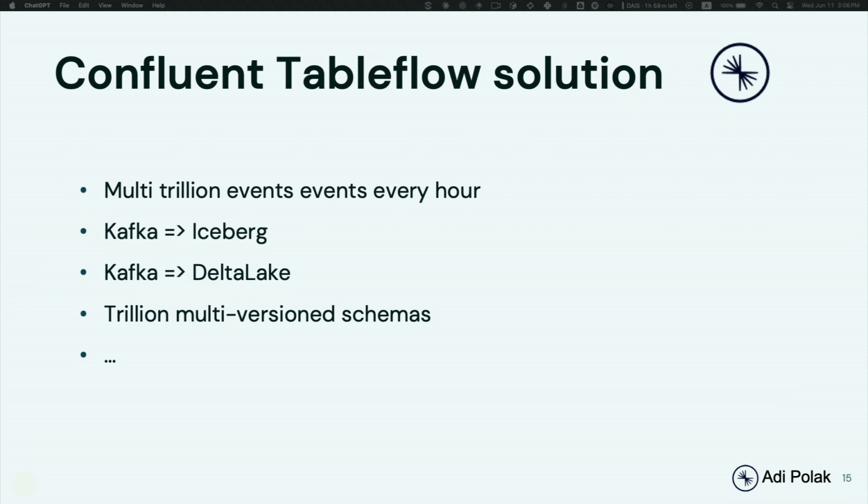So in Confluent, I work for Confluent, we built a solution, and this talk is going to be about how we built it and some of the internals of the things we had to build in order to enable it for our customers that asked for it. We're processing more than multi-trillion events every hour, which is amazing. We have the biggest Kafka cluster in the world, second after us is Uber. Our solution takes your topics from Kafka and enables you to read them through Iceberg or through Delta Lake. And we are dealing with trillions of multi-version schemas, which we're diving into today through schema evolution.